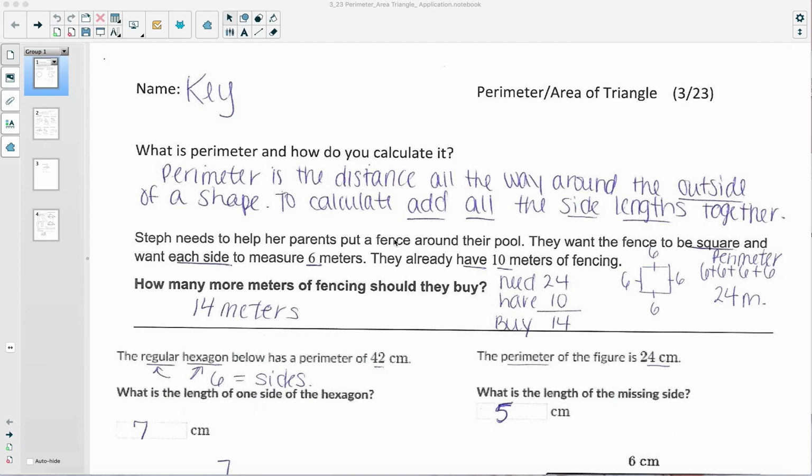Guys, so welcome to our first online learning lesson, which is perimeter and area of a triangle. This is kind of like a demo. We're going to see how this goes.